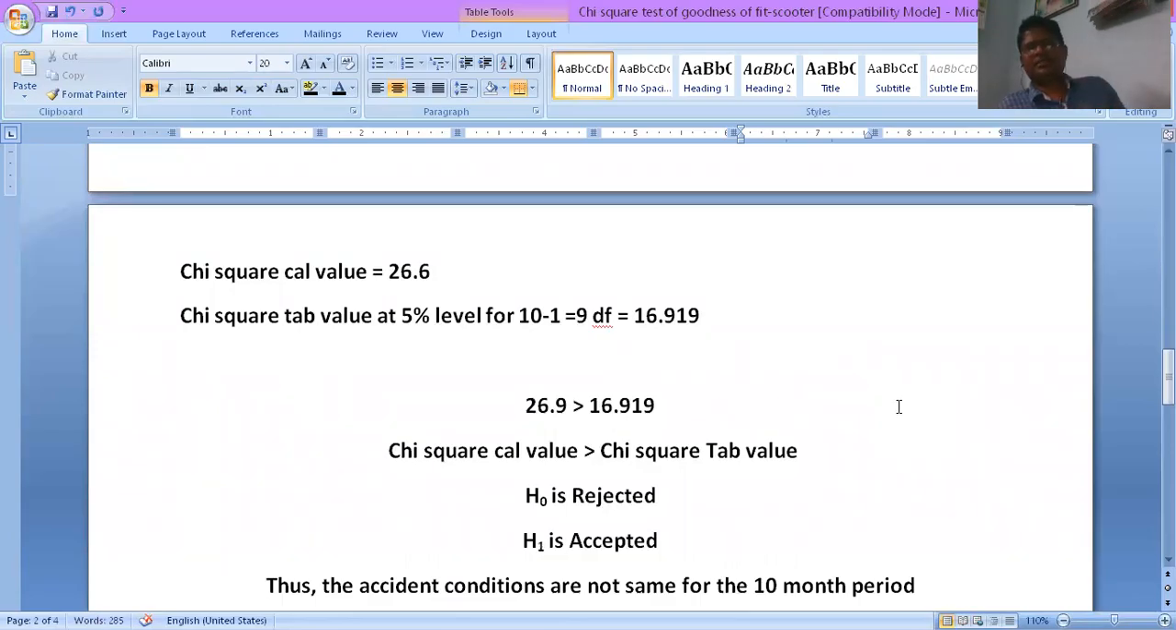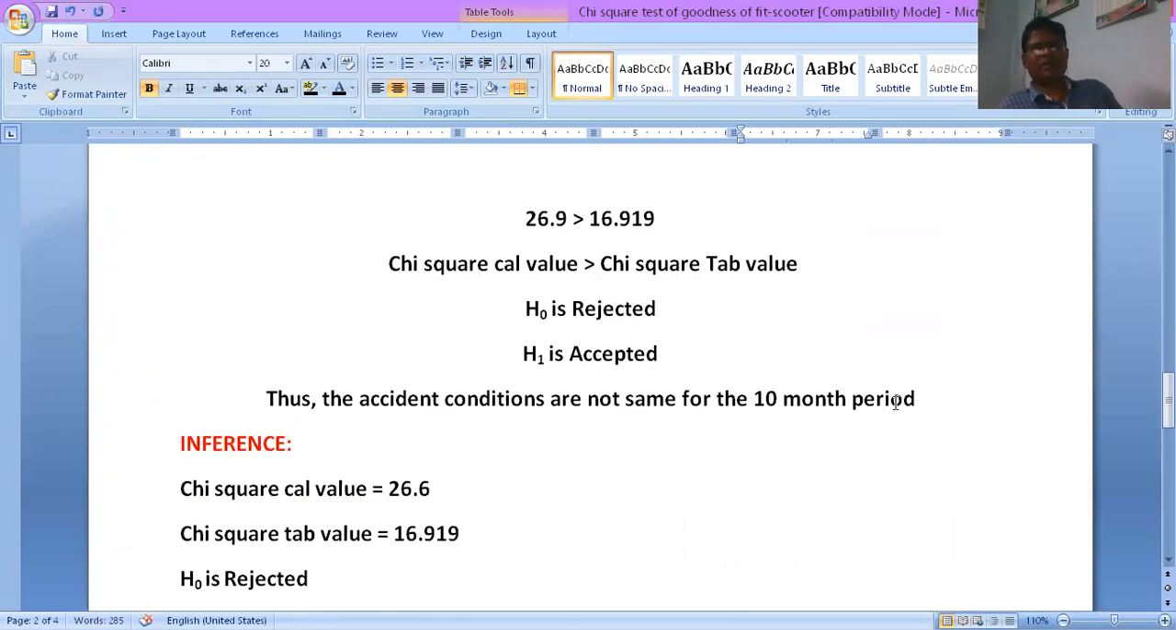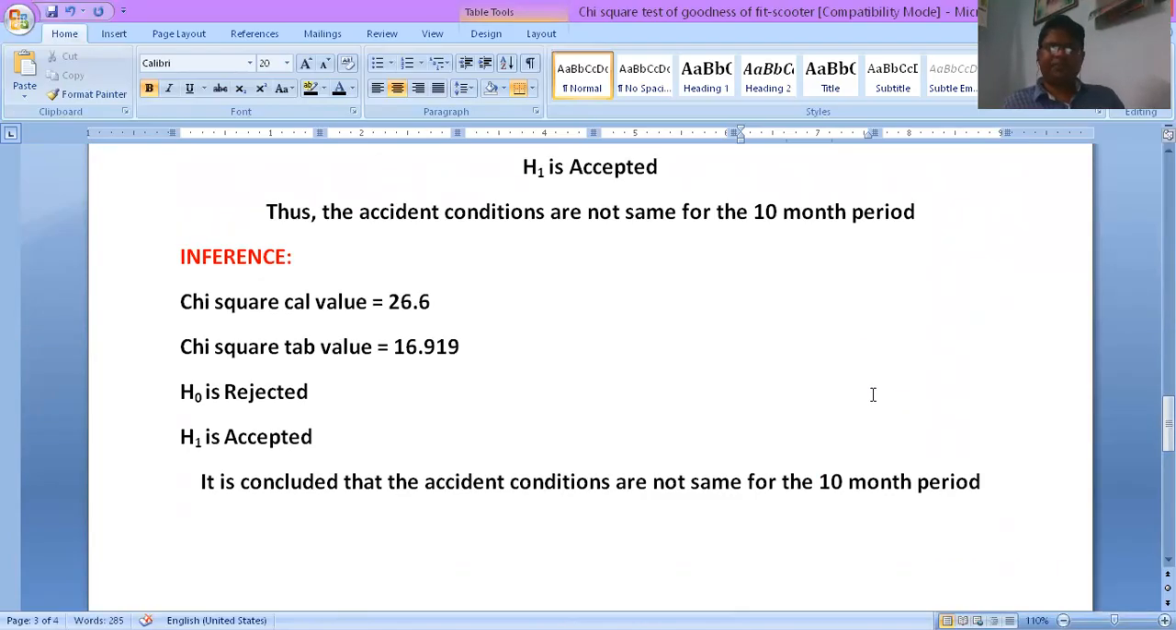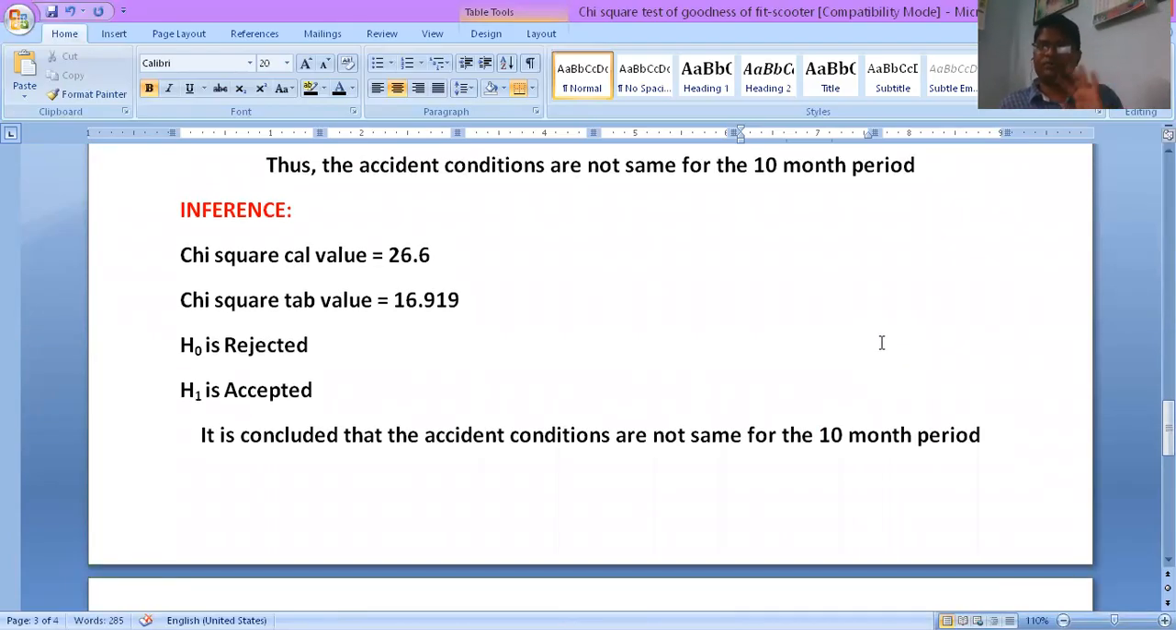Obviously, we reject the null hypothesis and accept the alternative hypothesis. This is one of the simple chi-square tests of goodness of fit. Okay. But remember to follow the four important stages: start with the aim, method and formula, calculation, inference. Make it a habit. Okay.